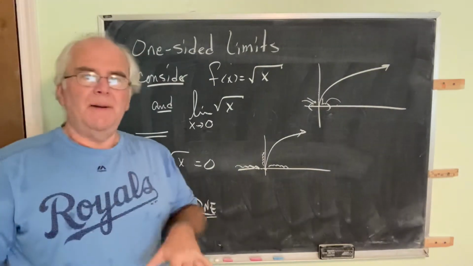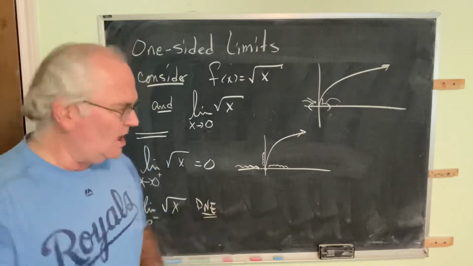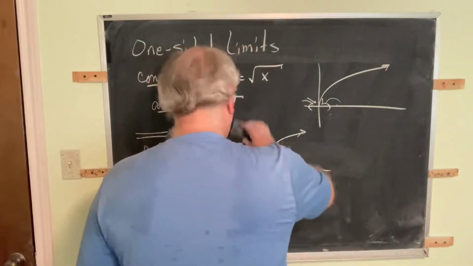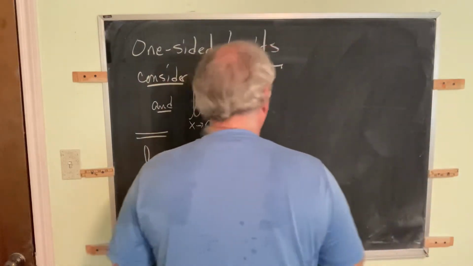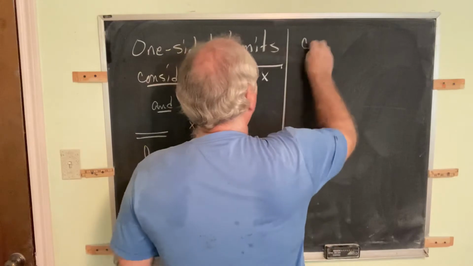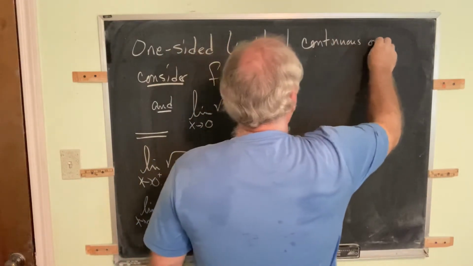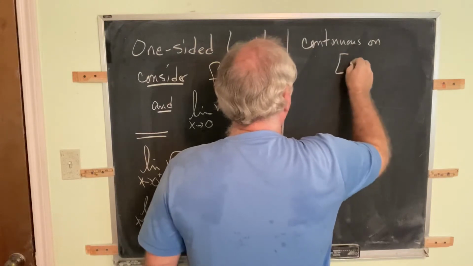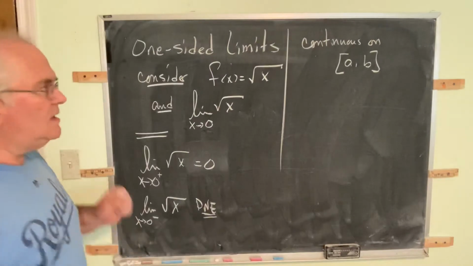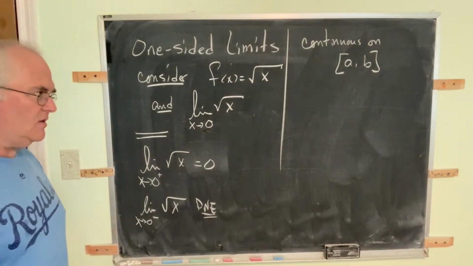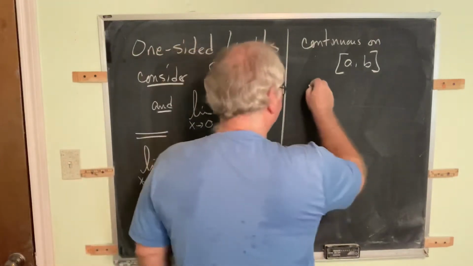Now, we'll take a look at these in more detail later on. But here's one place that particularly comes into play. Continuous on a closed interval. Now this is a little subtle.